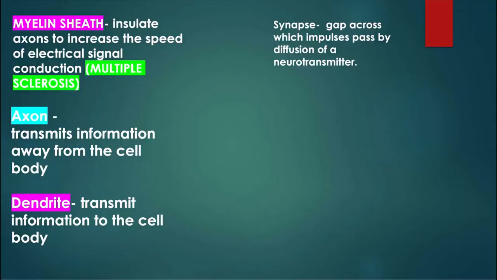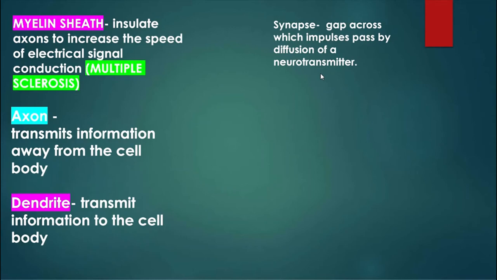We have the myelin sheath, which is responsible for insulating the axon and to increase the speed of electrical signal conduction. Now, if your myelin sheath is damaged, you will have what we call multiple sclerosis. The axon transmits information away from the cell body. Dendrite transmits the information or the impulses to the cell body. We have what we call a synapse, a gap between the neurons, a gap across which impulses pass by diffusion of a neurotransmitter.